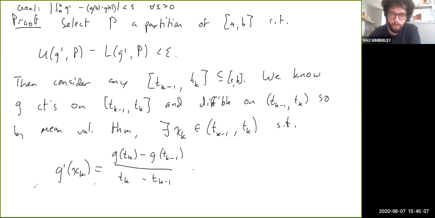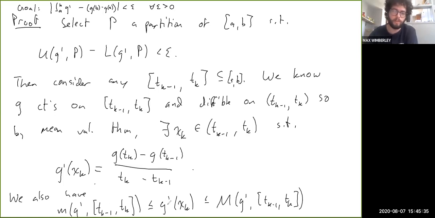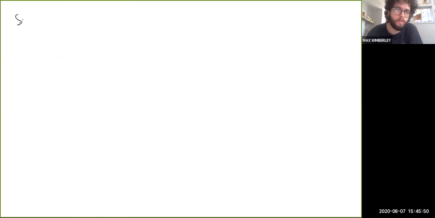And notice that we also have little m of g prime on [t_{k-1}, t_k] is less than or equal to g prime of x_k, which is less than or equal to big M of g prime on [t_{k-1}, t_k]. That's trivial because x_k is in the interval, so the value of g prime has to be between the infimum and the supremum of the values on that interval.